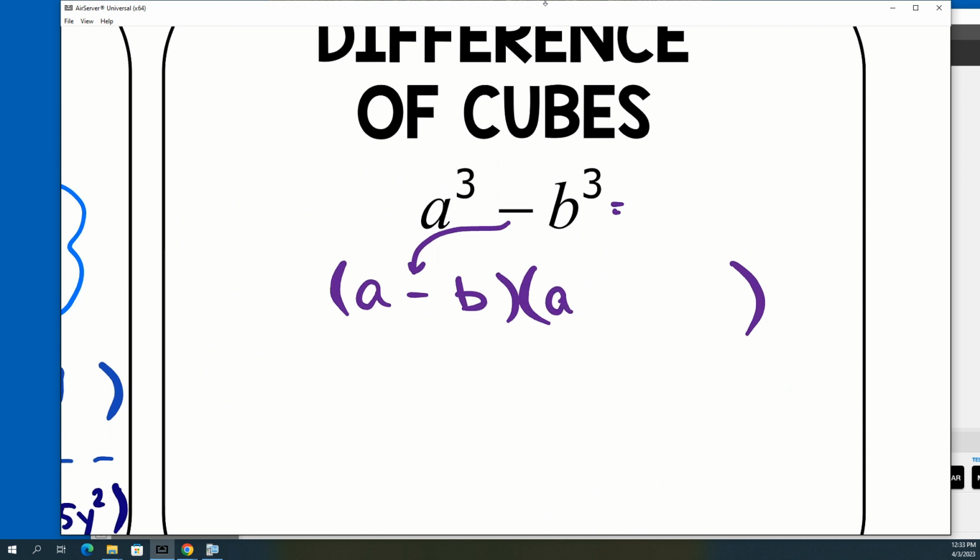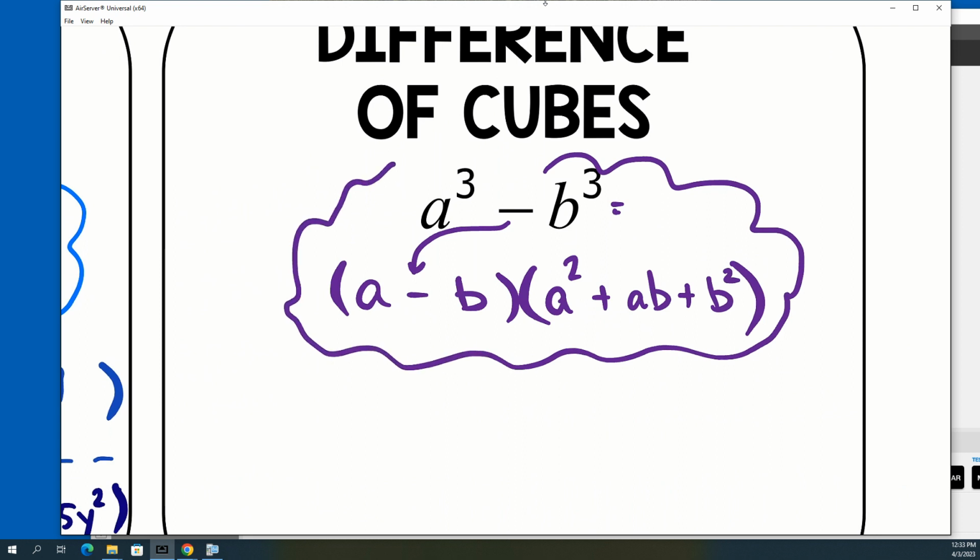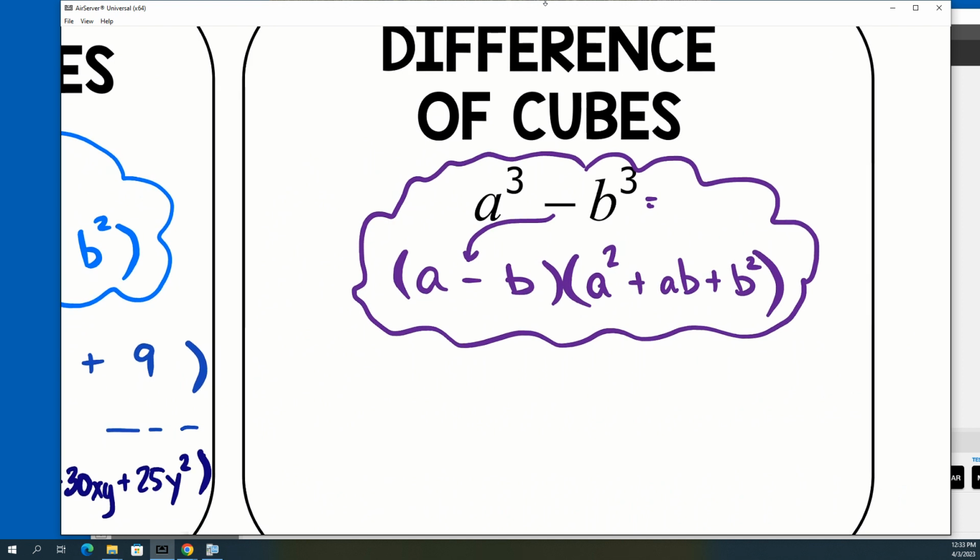Then we square the first one, change the sign, multiply them together. The last sign is always a plus, and then square the second one. Okay, so let's do a couple of these. On this example, we have x cubed minus 64.